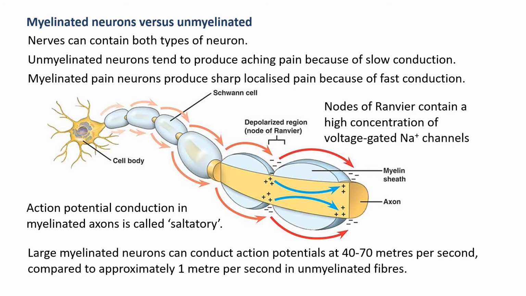And you imagine how long you are and how long those neurons are going to be in comparison to 40 to 70 meters. We're talking a nanosecond for conduction to happen. Compared to unmyelinated fibers that conduct at a rate of approximately 1 meter per second.